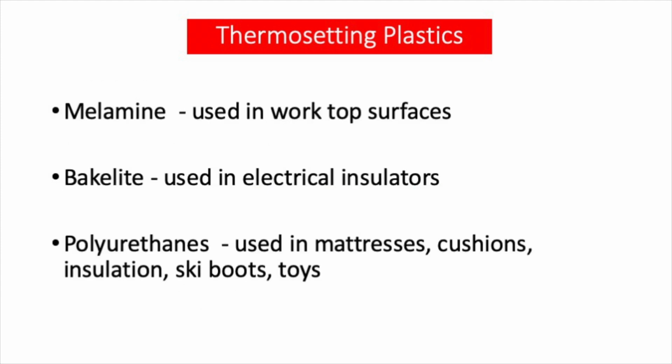Now you should also be able to name some examples of thermosetting plastics and some of their uses. So some examples are melamine, which is used in worktop surfaces and is used to make cooking utensils. Bakelite, which is used in electrical insulators. And polyurethanes, which is used in mattresses, cushions, insulation, ski boots, toys, etc.